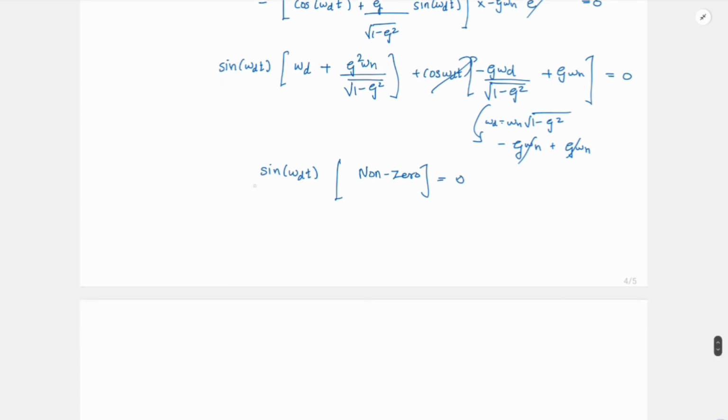What it means is only my sine omega dt should be equal to 0, which means that my omega dt is equal to n into pi, right? Whenever this is an integer multiple of pi, then sine goes to 0. And my n is equal to 0, 1, 2 and so on. So my t is n pi by omega d, and my n is 0, 1, 2 and so on. So what it means is, I don't have a single maxima or minima, but I have multiple maxima and minima.